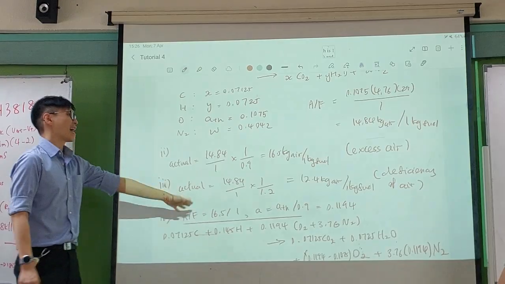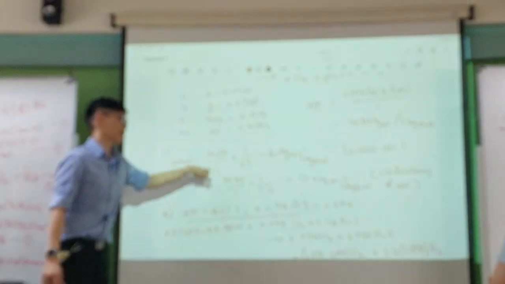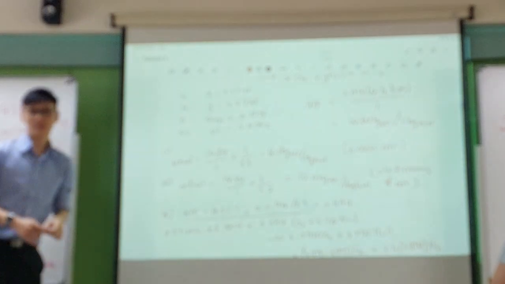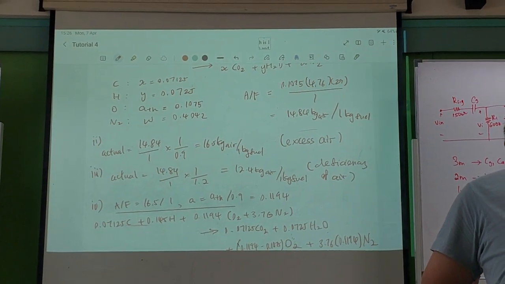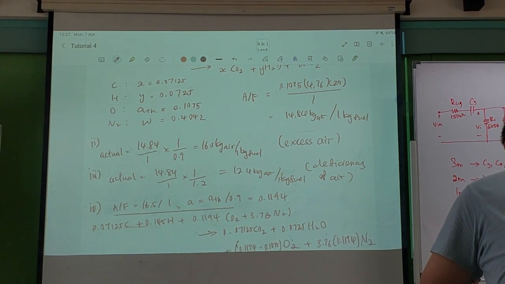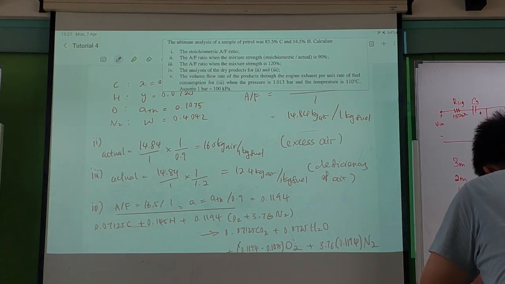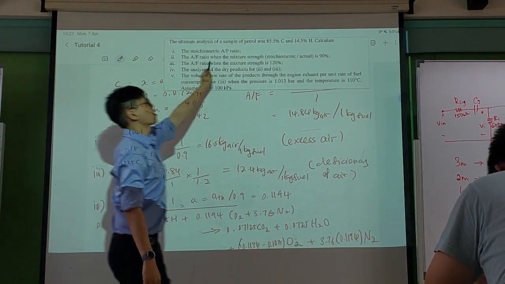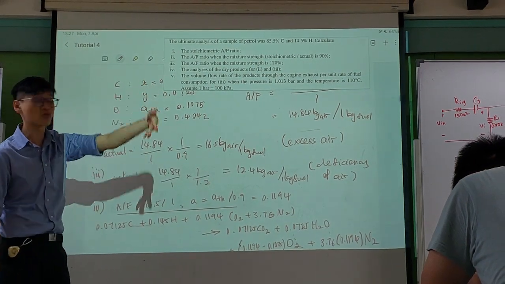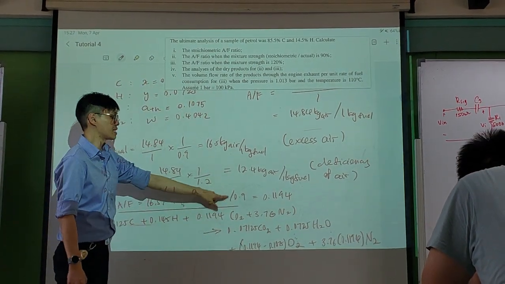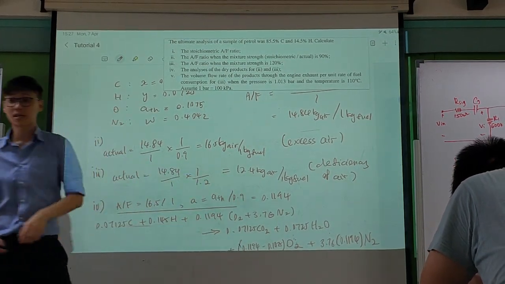The amount of air and the air ratio are basically the same thing. So you can just use the same method to find the amount of air. Mixture strength is stoichiometric over actual. So if you want to find the actual one, then you use stoichiometric divided by the 90%. So this is the stoichiometric, this is actual. So this is the amount of air.